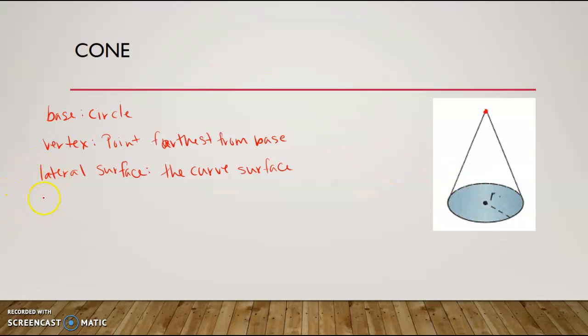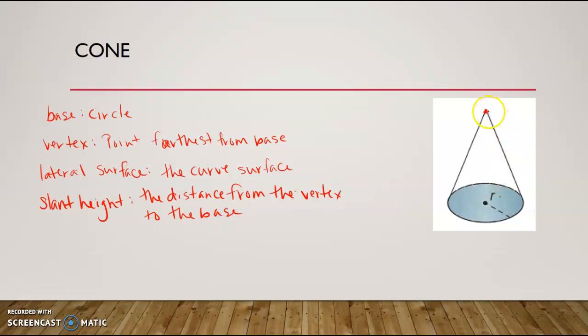And then we have slant height. So this is the distance from the vertex to the base. So we call it slant height because it's this right here. This side, this is our slant height.